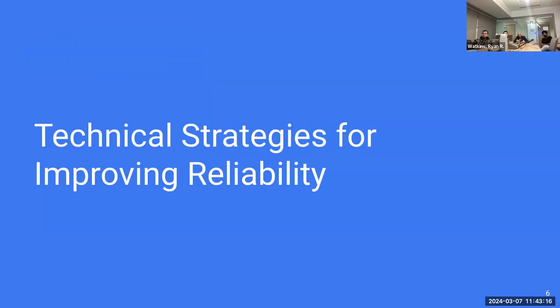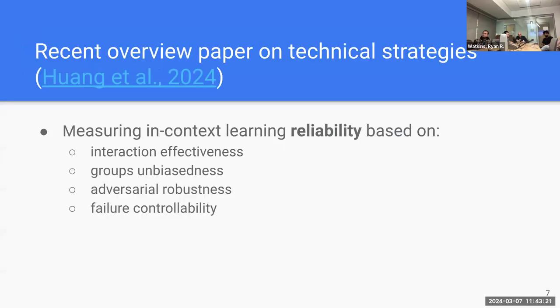Now we're going to talk through very briefly some technical strategies for improving reliability. There was this recent paper that Ryan actually shared with me, where they were talking through these general types of approaches that people are using to try to make these models more reliable. And once again, we think about that risk management framework. Reliability is just one piece of that, but it's a very important piece. So it's useful to think about how we can make these models more reliable.